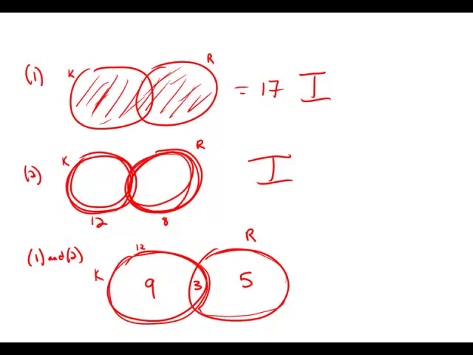If we combine the information, then we do have enough information to figure out the overlap region. And the overlap region, those are the people that are directors of both company K and company R. We have sufficient information to answer the question when the statements are combined. Answer choice C.